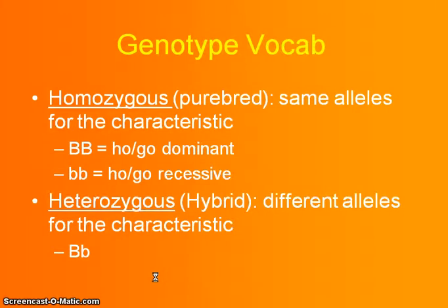A couple other terms you'll need to know the difference between are homozygous and heterozygous. Homozygous means that you are a purebred. You have the same alleles for a particular characteristic, and you can be either pure for the dominant characteristic, in which case we call you homozygous dominant, or you could be homozygous recessive, where you have both of the recessive alleles. Heterozygous is also called a hybrid, and that just means that you have different alleles for a characteristic, so you have a dominant allele and a recessive allele.